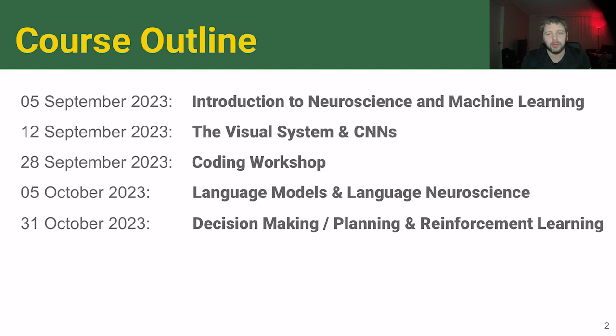So here's the course outline. We have the introduction to neuroscience on the 5th of September, followed by the visual system and CNNs. We'll have a coding workshop where we'll go through how to work with large language models, with EEG data, fMRI data, etc. Then we'll begin our language section with language models and language neuroscience, and then we'll end on our reinforcement learning section, which also has connections to decision making and planning.